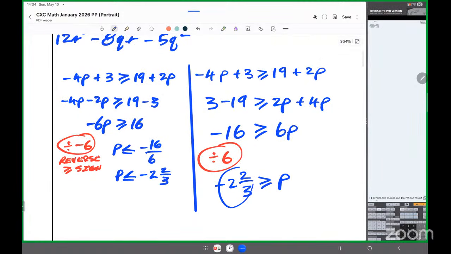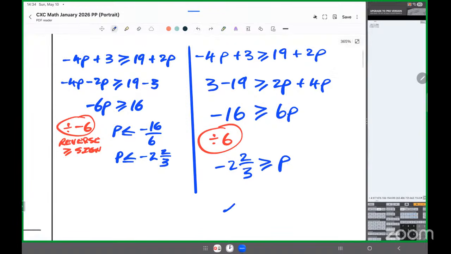So it will be that this number is greater than the p, but you can read it the other way. Reading it from right to left, it means that the p is less than or equal to that. So we come back to the same thing. That is, the p is less than or equal to negative 2 2/3.